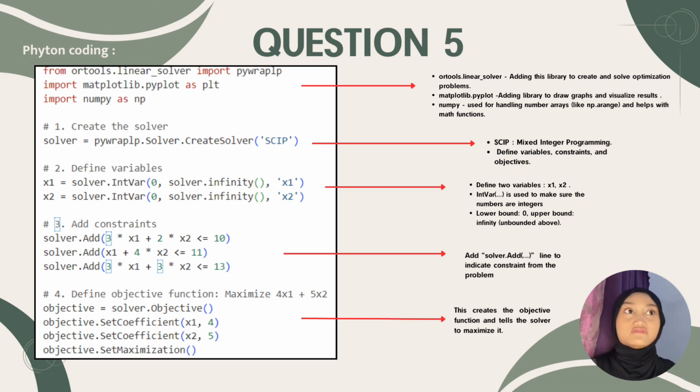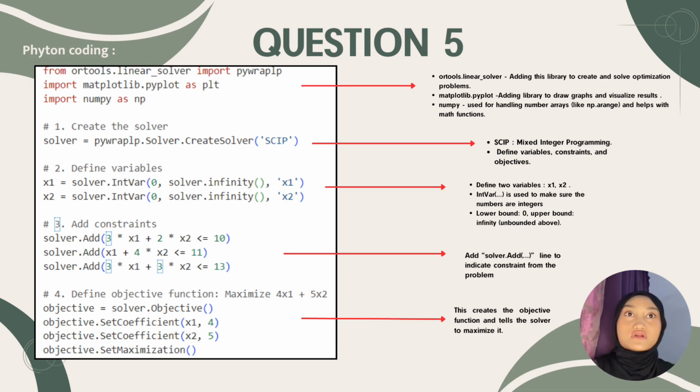Next, for question 5, this is the coding for question 5 using Python. So first, from line 1 to line 3, we import necessary libraries such as OR-Tools linear solver, Matplotlib, and also NumPy. OR-Tools is used to create and solve optimization problems, while Matplotlib is to draw graphs and visualize the results. And NumPy is used for handling number arrays or helps with math functions.